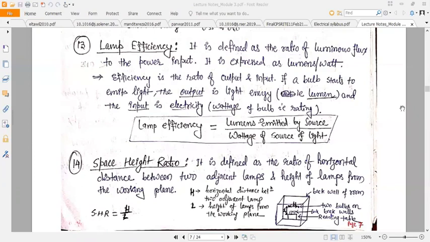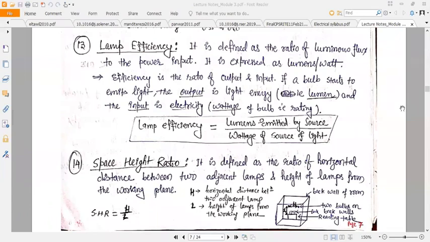ठीक है, किसी बल्ब का रेटिंग क्या है? अगर वो 100 वॉट का है या कोई एलईडी है 15 वॉट का है, 14 वॉट का है, ठीक है, so that is the wattage of the source. So it is the ratio of the lumens emitted by the source divided by the wattage of the source of light. That is lamp efficiency.